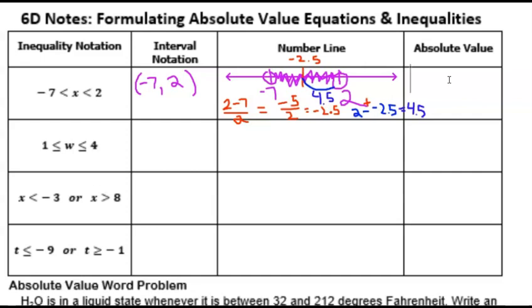So then we'll write our absolute value inequality. We have the absolute value of x minus -2.5, which would be a plus 2.5, is less than our distance, 4.5.